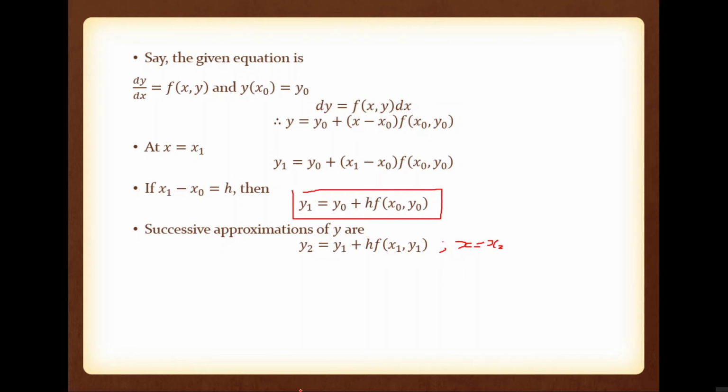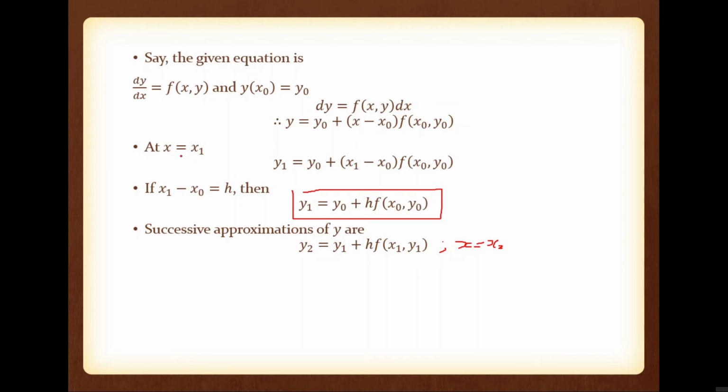So for a small duration, if that integration is very small, then we can assume that f of x comma y is constant. That is, we already have the value x0 comma y0, so we can replace f of x comma y with f of x0 comma y0. So we have y is equal to y0 plus integral x0 to x f of x0 comma y0 ds. So after solving this, we have y is equal to y0 plus x minus x0 into f of x0 comma y0. Now at x equal to x1, we are going to substitute the value.